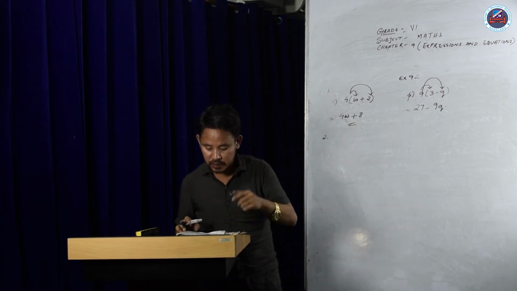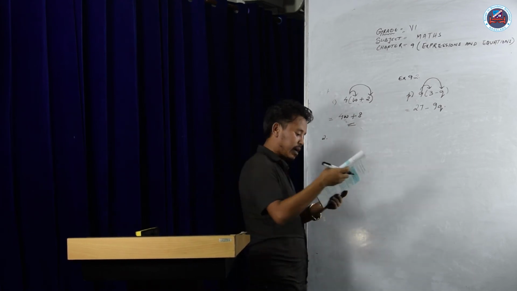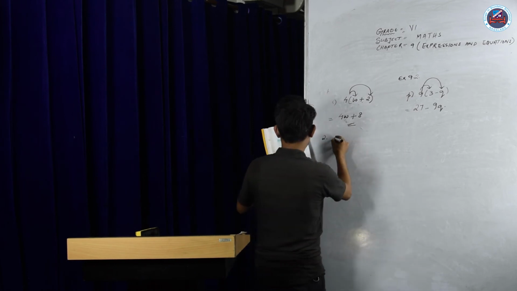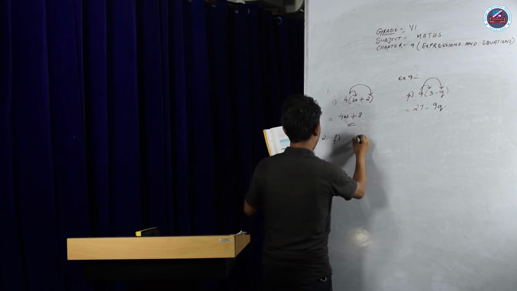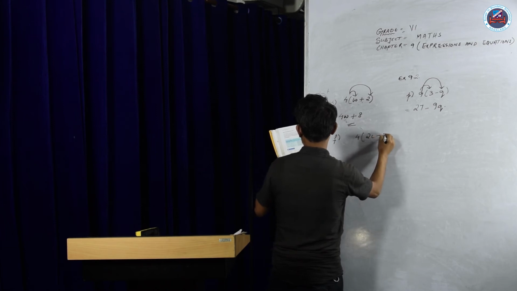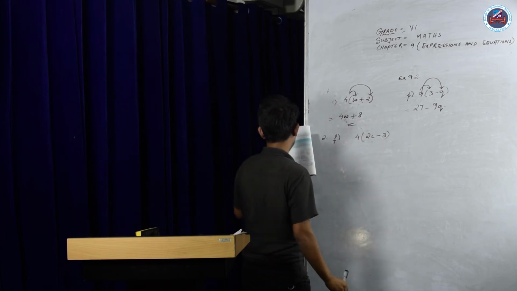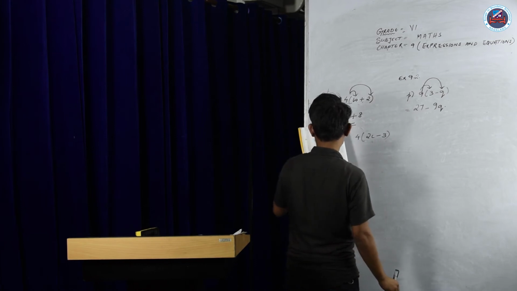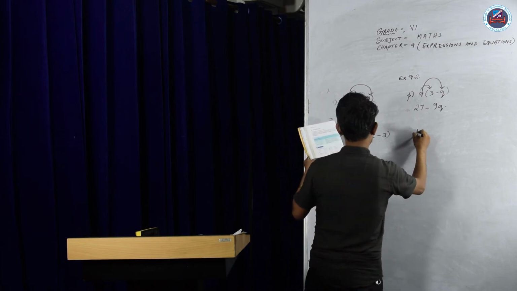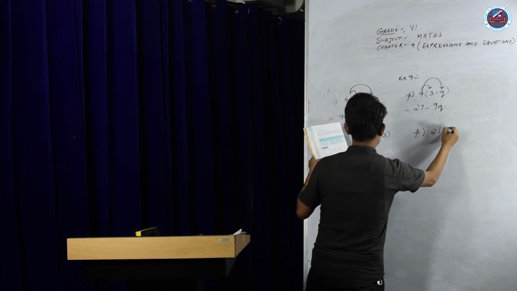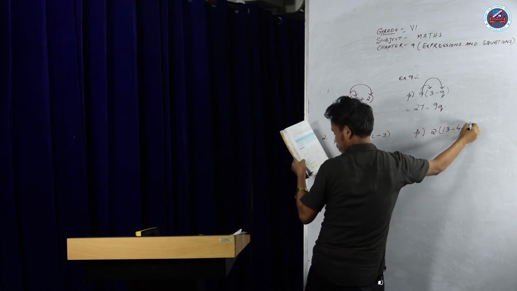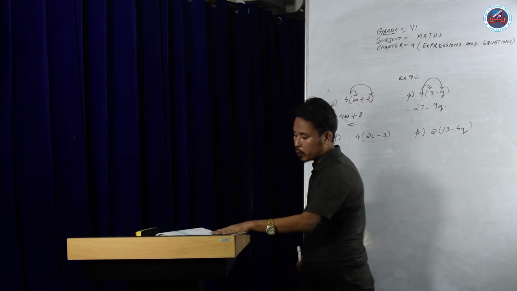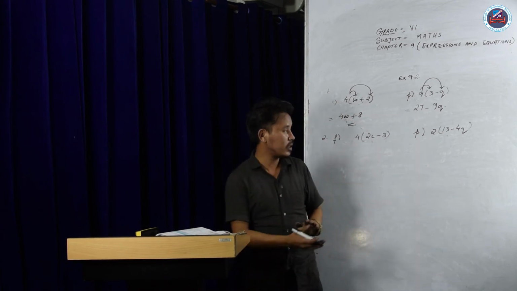Let me do two sums from question number 2. That is number F, 4 bracket 2c minus 3, and P, 2 bracket 13 minus 4q, right? So the question here is multiply out the brackets.